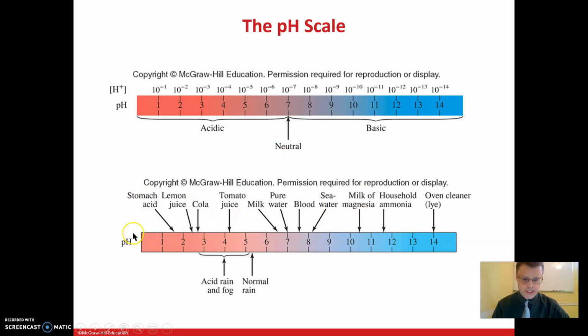We can also relate this to common solutions that you might be familiar with. For instance, Coca-Cola or Dr. Pepper, any sort of colas, are going to have a pH of less than 3, whereas milk of magnesia would have a pH between 10 and 11. You can see seawater is slightly basic, milk is a little bit acidic, and stomach acid is fairly acidic.